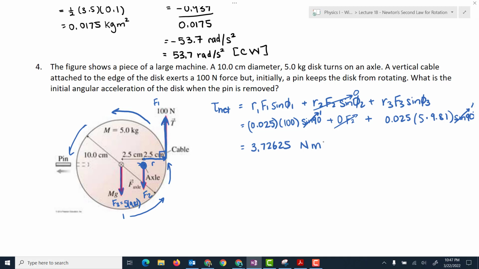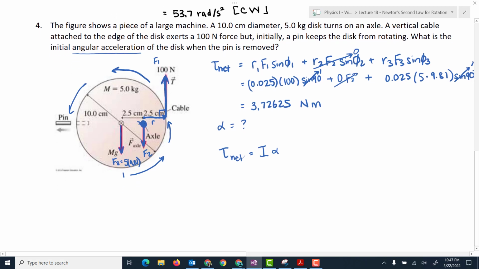The question is asking for the angular acceleration, so that's alpha. Alpha is my question mark. Remember, we had that formula that was Newton's second law, but the angular version of that. Instead of F net equals ma, we have tau net, or net torque, equals, instead of mass, we have moment of inertia, and instead of a, we have alpha, angular acceleration. So we're looking for the angular acceleration, which means we need to know the net torque, which we just found, so that's good. But we also need to know the moment of inertia I.